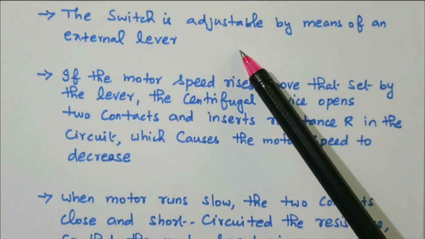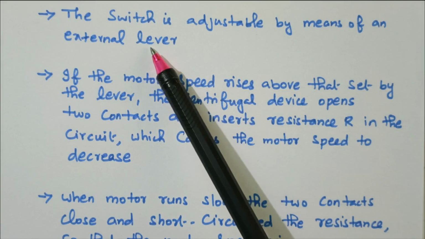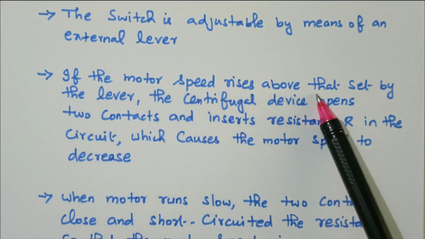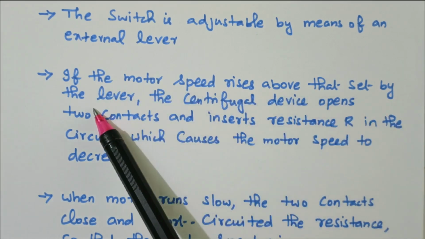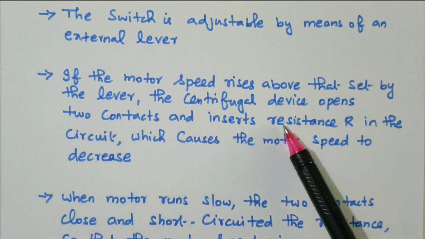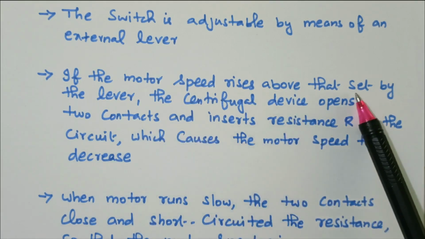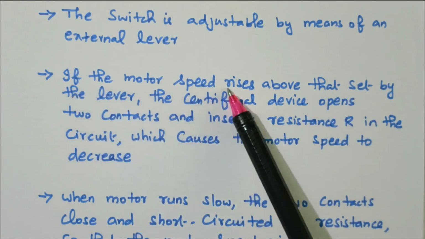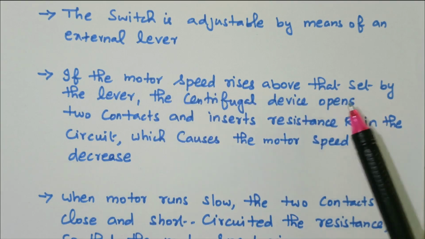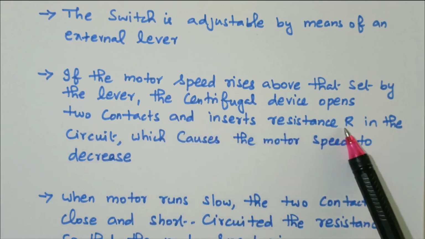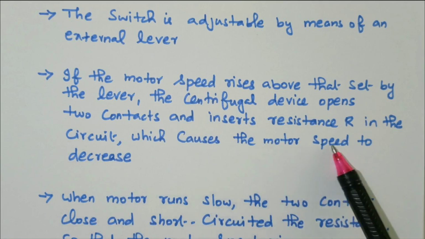The switch is adjustable by means of an external lever. We'll see the first case. If the motor speed rises above the speed set by the lever, then the centrifugal device opens two contacts. So the centrifugal switch is operated by the settings, not manually. We can set the speed in the centrifugal device, so it will check the speed of the motor. If it is above the set speed, then this centrifugal device opens two contacts and inserts the resistor R in the circuit, which causes the motor speed to decrease.